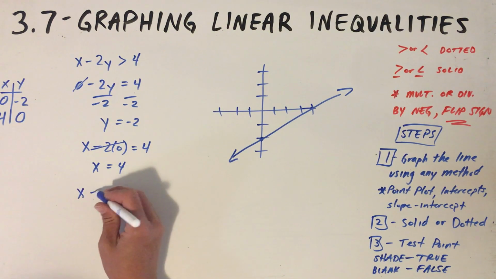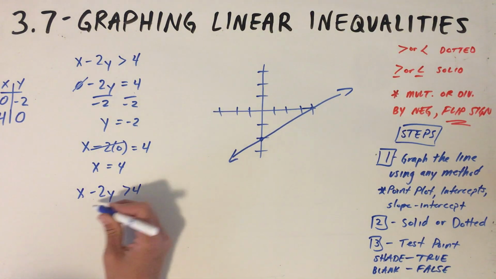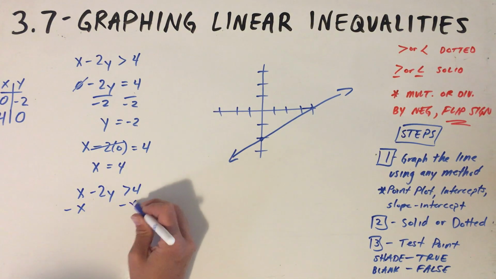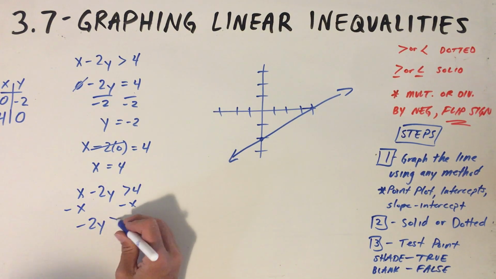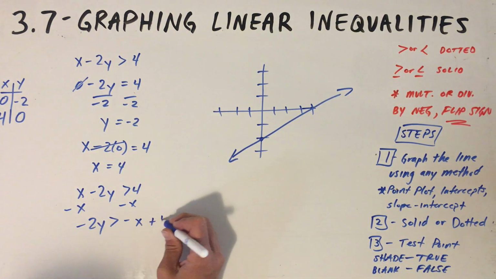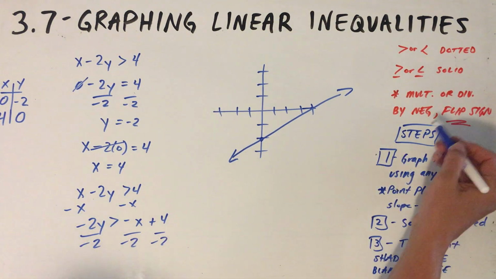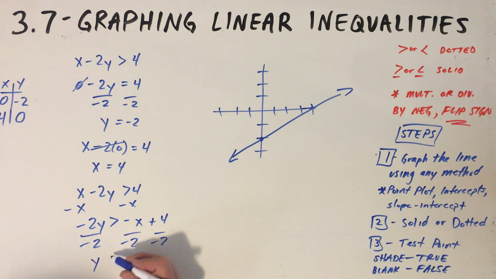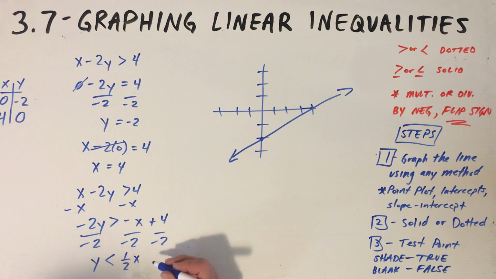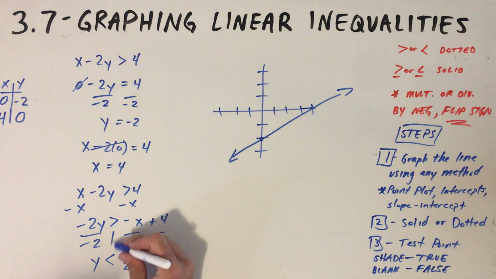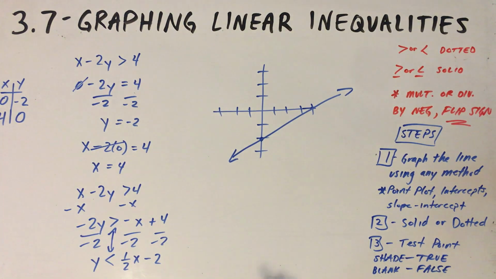This is just an alternate way: I could subtract x, and divide by the -2. Here's where I have to remember this nifty rule that if I divide by a negative, I have to flip the sign. I don't like putting this in slope-intercept form just for this reason, because you have to remember that I have to flip the sign here. Regardless, it doesn't really matter.